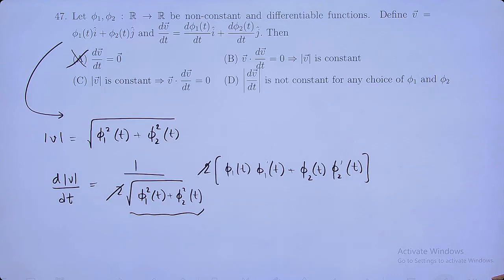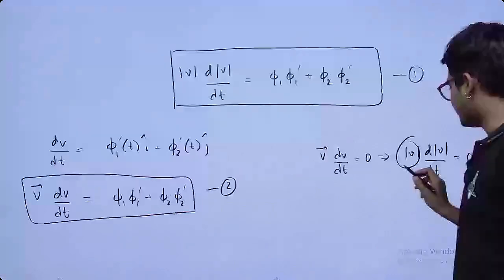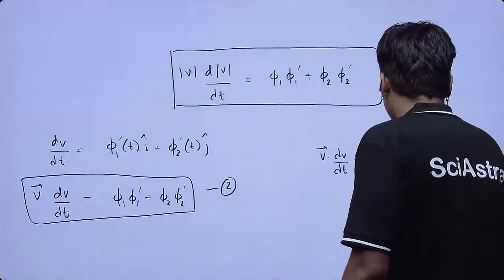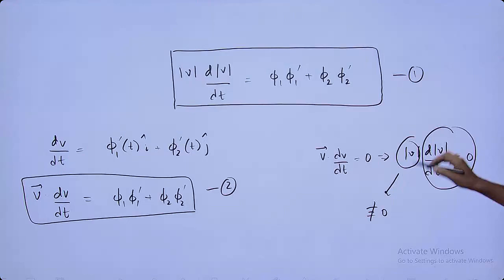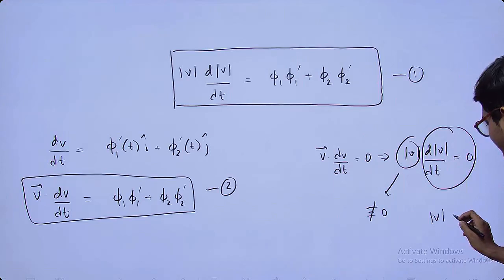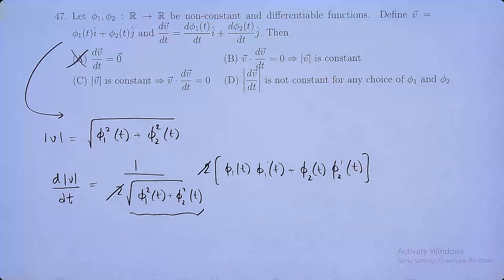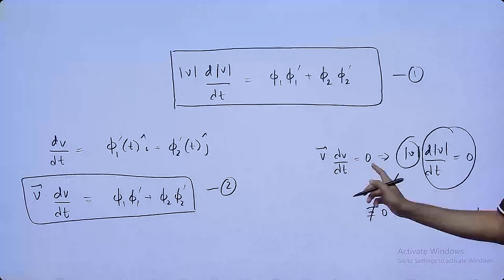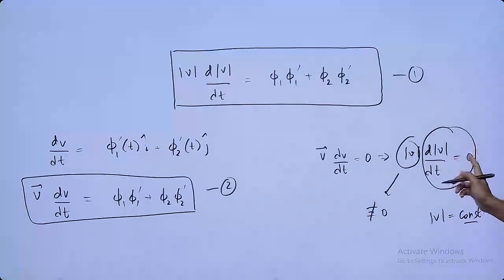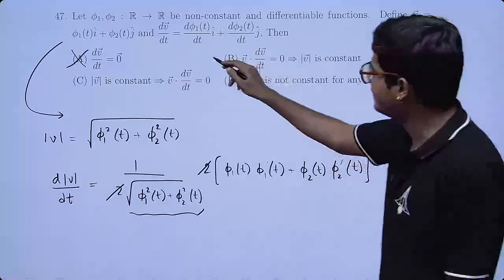Which means which part has to be 0? This is not identically equal to 0, which means this is the part that has to be equal to 0. Now, if d mod v by dt is equal to 0, which means that mod v has to be a constant, right? Did this make sense? So the second option is correct, because if this dot product is 0, we are getting that this derivative has to be 0, which tells you that mod v has to be a constant. So option B is correct.